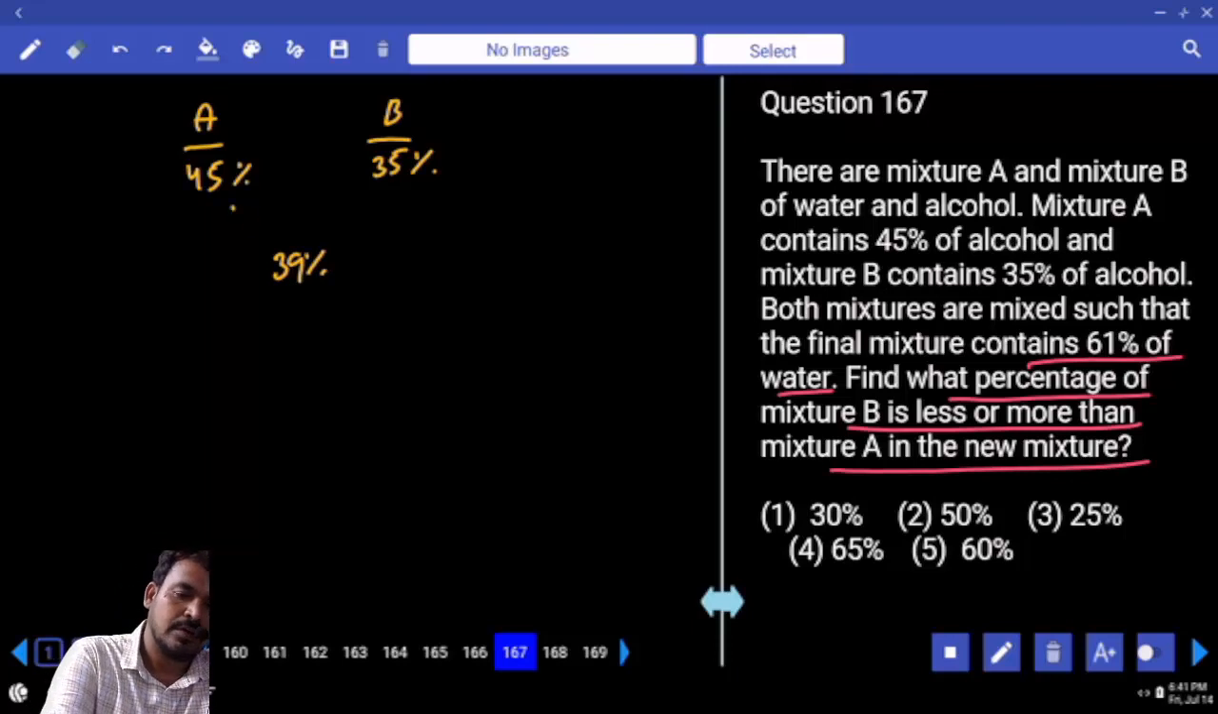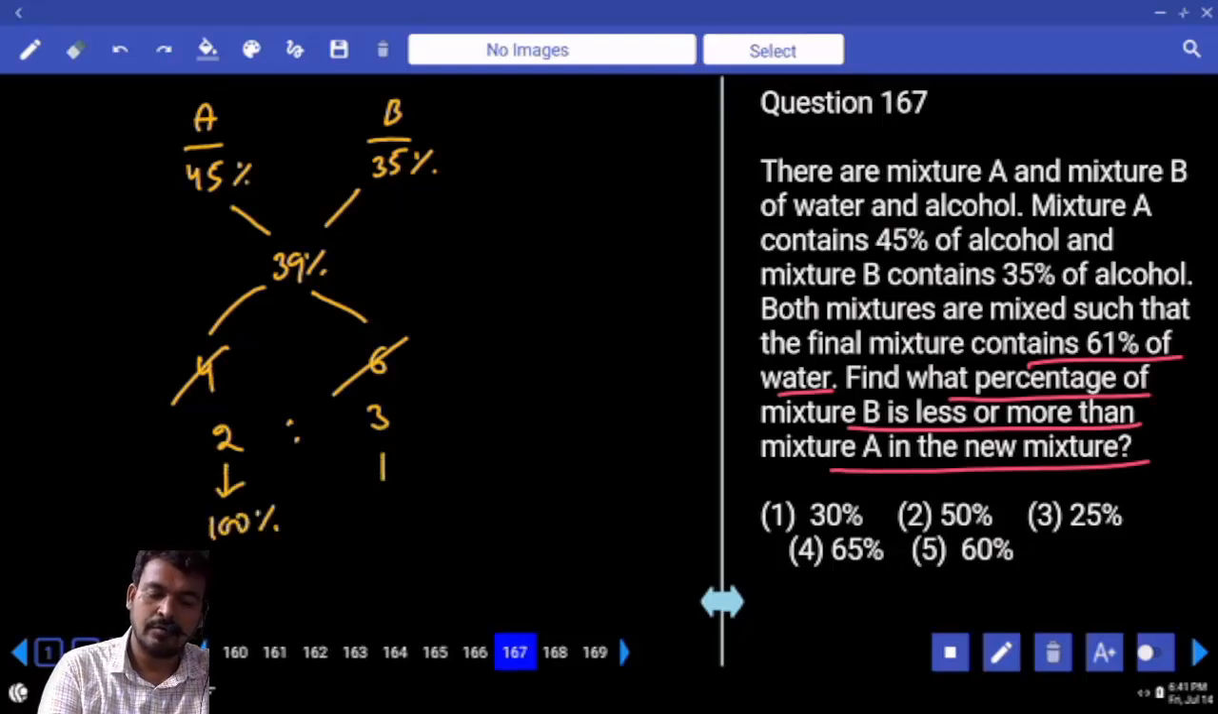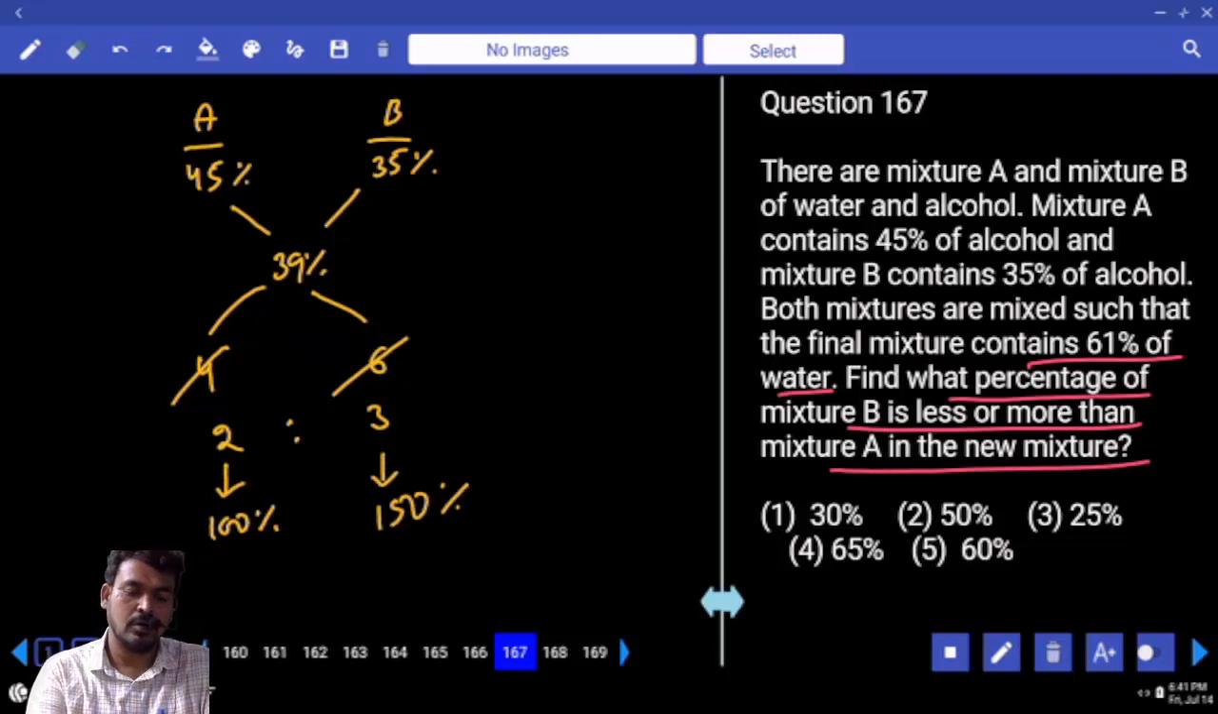Simplify these three, and we get the ratio. 45 and 39, what is the difference? 6. 39 and 35, 4. What is the ratio? 2 is to 3. One will be 100%, another one is 150%. What is the answer? 50% more or 50% less? 50% more.